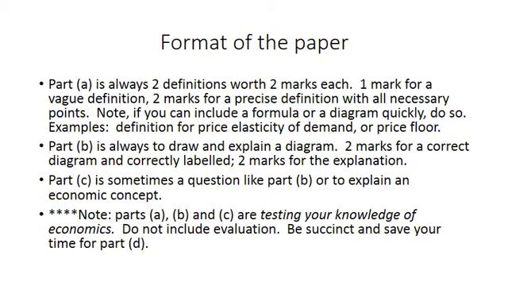Part B is always to draw and explain a diagram. 2 marks for a correct diagram and correctly labeled, and 2 marks for the explanation. Part C is sometimes a question like Part B, or you're asked to explain an economic concept. You do not want to be spending a lot of time on A, B, and C, even though when you add them up together, they're worth more than half of what the data analysis is worth.